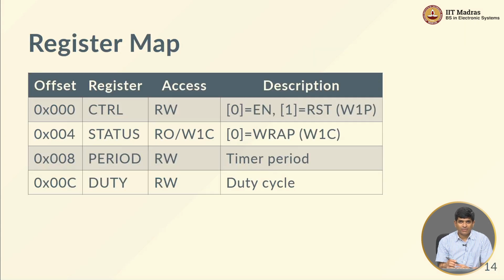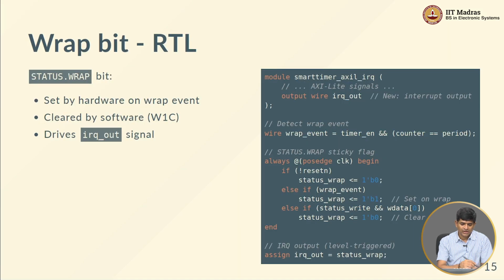The basic smart timer doesn't change very much. We still have our control register, status, period and duty. So this is more or less exactly the same. We just need to pay attention to this wrap bit in our status register, which is the one that gets connected as our IRQ. This is just a brief outline of how it might get implemented. The proper RTL code looks a little different, so I've only summarized the relevant parts as far as setting the status wrap and the IRQ are concerned.